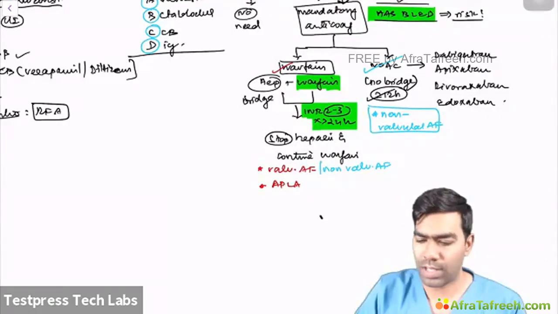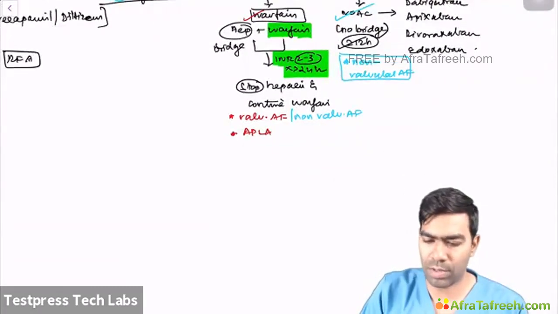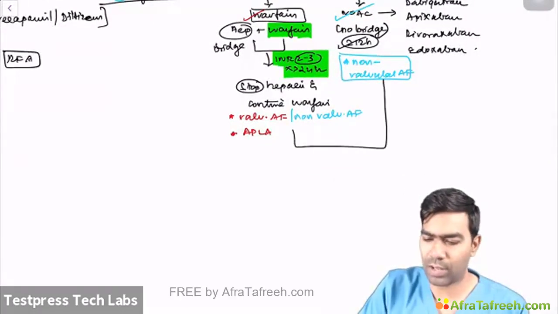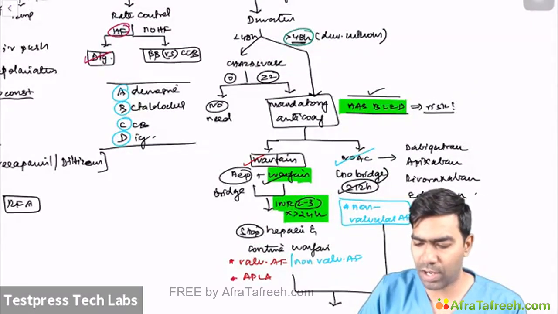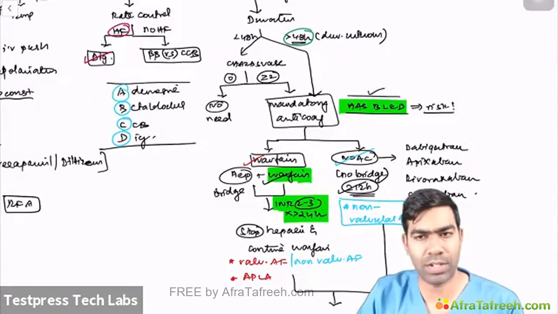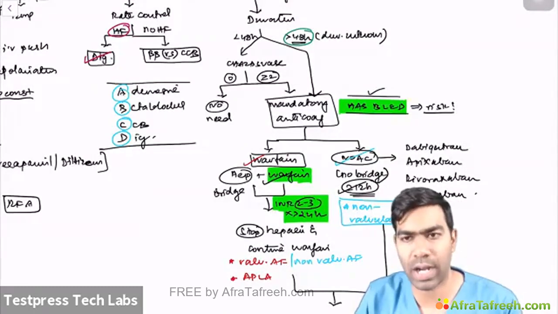So once you have achieved full anticoagulation, either by giving warfarin and achieving an INR of 2 to 3, or NOACs and achieving anticoagulation within 12 hours. APLA is antiphospholipid antibody syndrome.